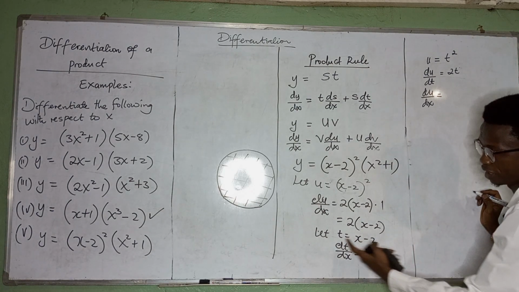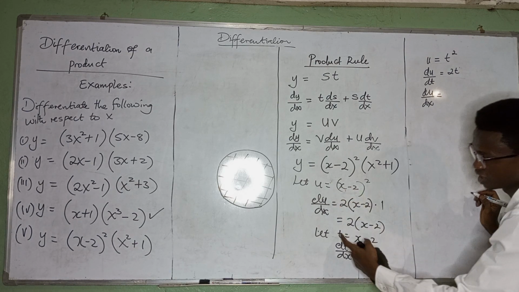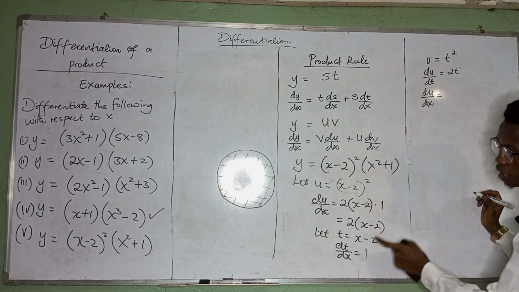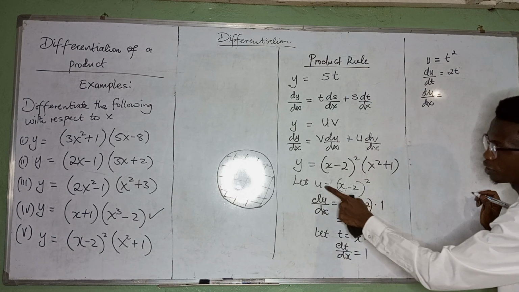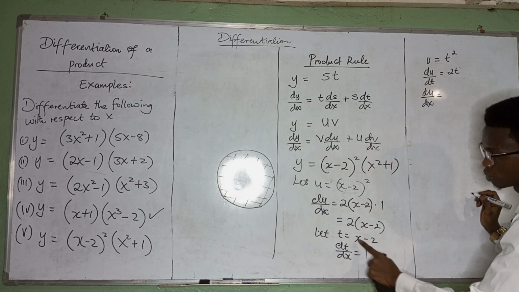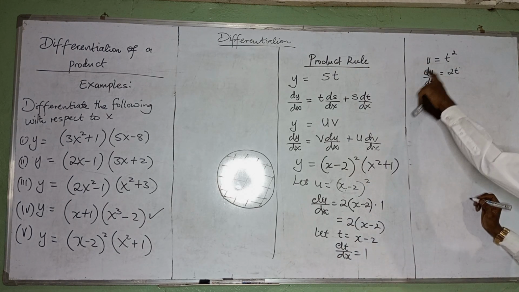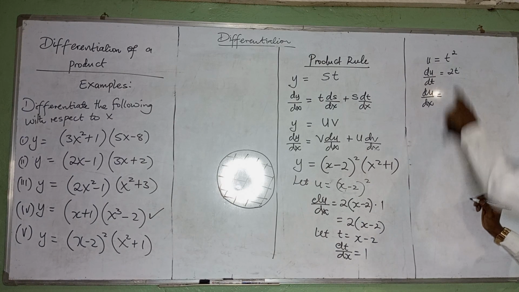That's exactly what we are doing here. So let t be what is inside this bracket, and we differentiated t with respect to x, and we got this one. Now we know the function is u equals, instead of x minus 2, it becomes t, but it has a square, so it becomes t squared, which is this. We differentiate u with respect to t, we have this one.